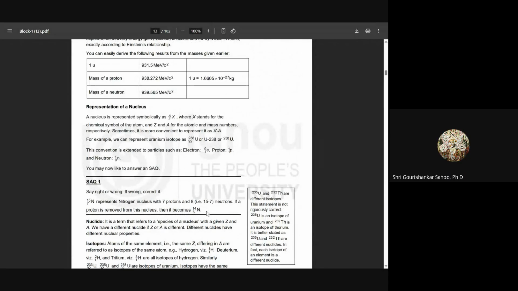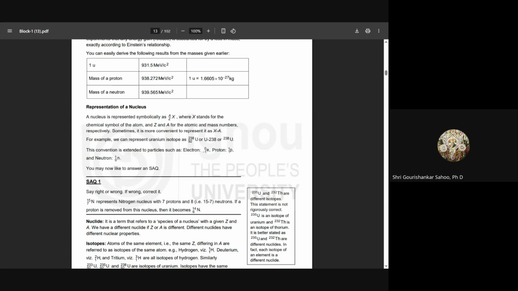Then your nucleus is represented by a symbol X, with superscript A and subscript Z, where A is the nuclear (mass) number and Z is the atomic number. Z represents the number of protons and A represents the number of nucleons. X-A is also another representation. So you can represent a uranium isotope as U with superscript 238 and subscript 92, or you can write U-238.